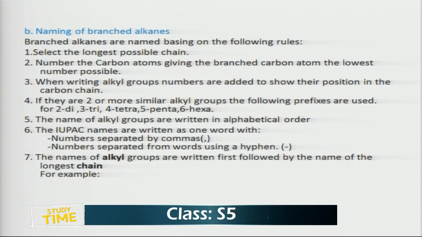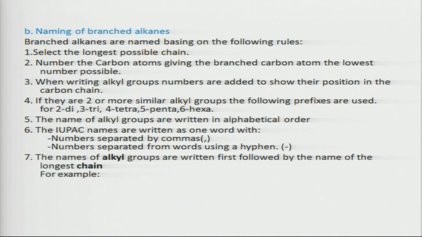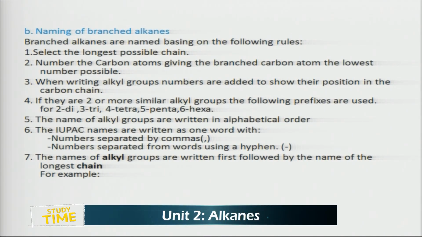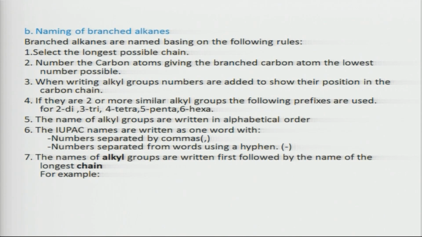If we have two or more similar alkyl groups, the following prefixes are used: di, tri, tetra, penta, and hexa. Then the names of the alkyl groups are supposed to be written in alphabetical order. Then we also use punctuation: if you're separating numbers, you use a comma. If you're separating numbers and words, use a hyphen. The names of alkyl groups are written first, followed by the name of the longest possible chain.